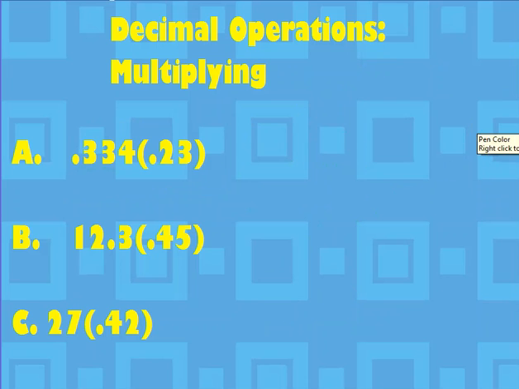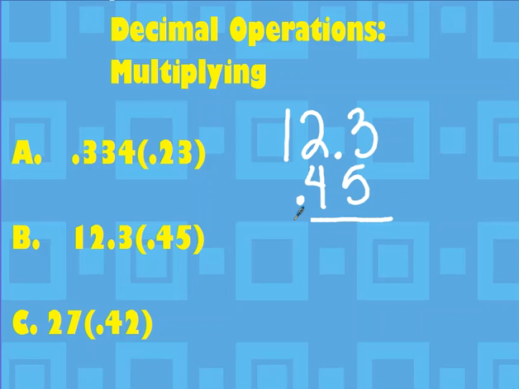Okay, so let's try the second one. 12 and 3/10 times 45 hundredths. Again, you'll notice my decimal is not lined up, so they're not right underneath each other. That's not what we do when we're multiplying. That's only what we're going to do when we add and subtract. So let's multiply these like normal. 5 times 3 is 15. 5 times 2 is 10, plus 1 is 11. 5 times 1 is 5, plus 1 is 6.